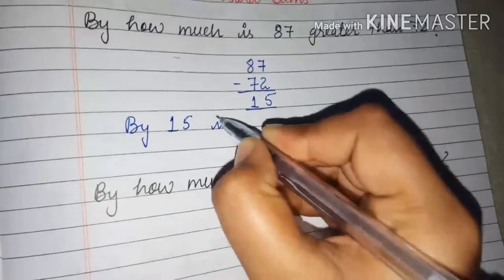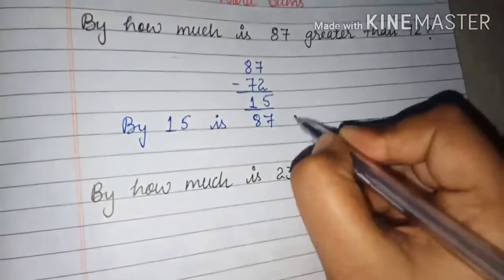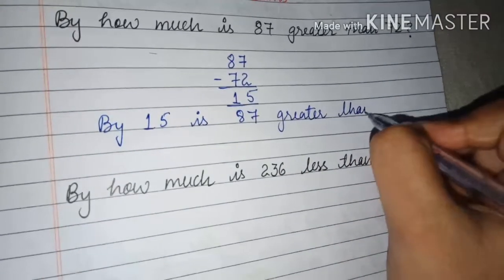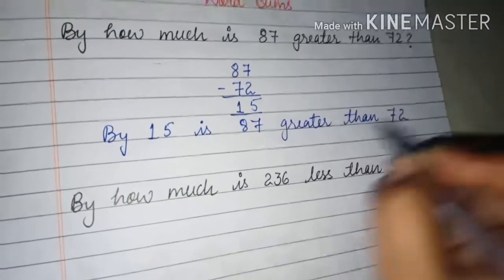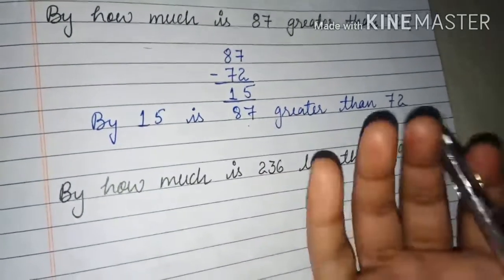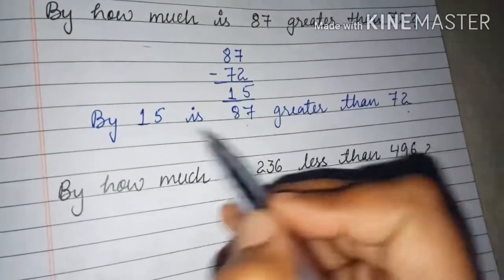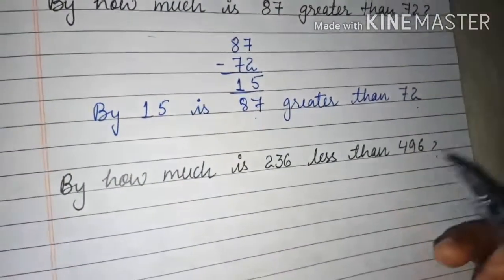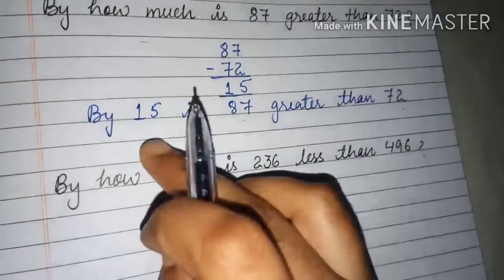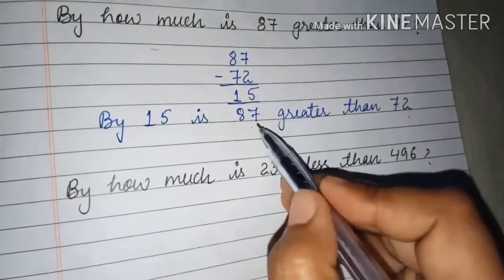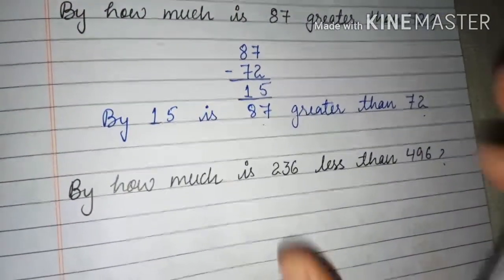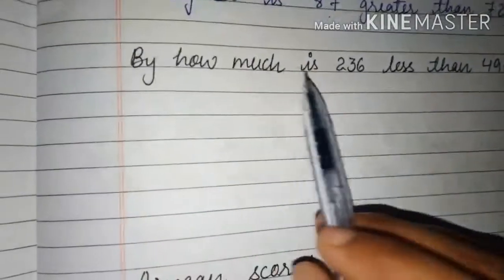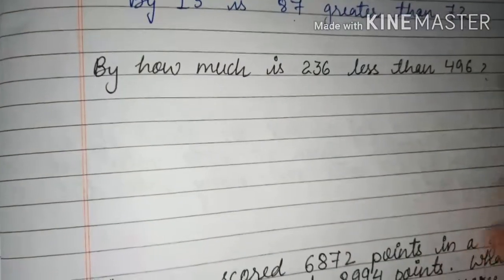So by 15, 87 is greater than 72. That means 87 is how much bigger than 72? 15 bigger. If I subtract 15 from 87, you will get 72. If I add 15 to 72, you will get 87. So 87 is how much bigger than 72? 15 bigger. Okay. Now your question is next, by how much is 236 less than 496?